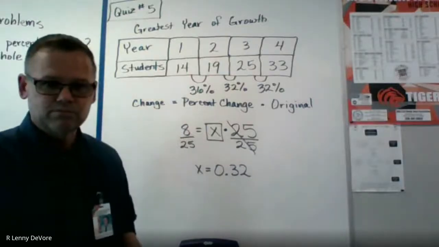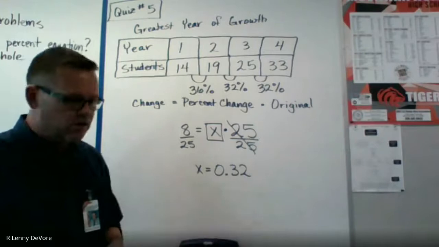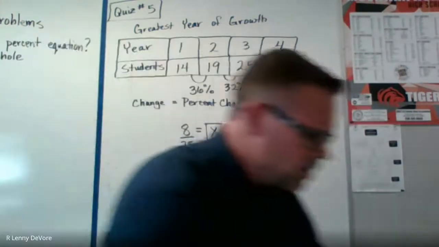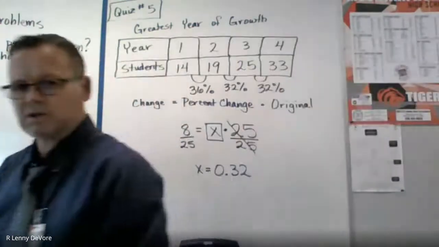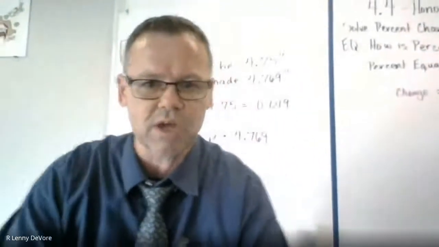In other words, when you answer quiz number 5, our greatest percentage of growth is from year 1 to year 2. Okay, guys? Now remember, if you don't understand some of this, you need to ask me questions in class. Now, what I wanted to do is actually, I did this backwards for a reason. So we're going to go through and look at example 3 now. We're kind of going backwards, okay?